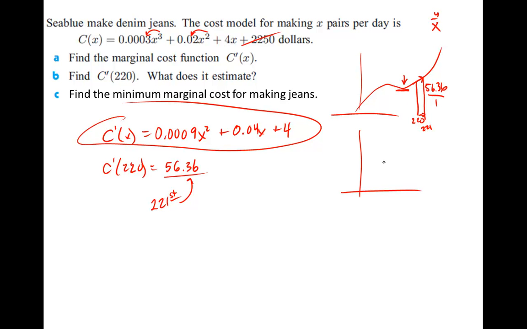So even though this is a cubic, the marginal cost is going to be a quadratic. If the quadratic looks like this, here's my minimum. The minimum is when the derivative is 0. So I need to take the derivative of C prime, the marginal cost, meaning the second derivative. So I go C double prime, which is going to be 0.0018x plus 0.04. At this point, I'm going to set that equal to 0.